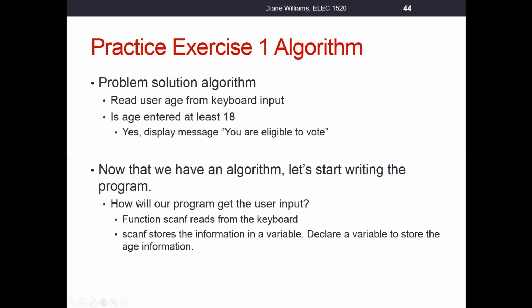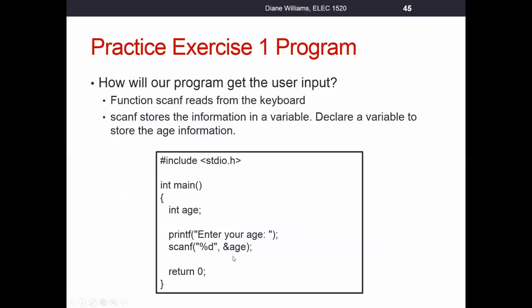So we ask ourselves again, how will our program get the user input? Well, we said from the keyboard, and we know that we have a function scanf that reads information from the keyboard. It's going to store the information in a variable, but we will need to declare a variable to store that age information. So once we defined these necessary actions, we could start writing the C code to do this.